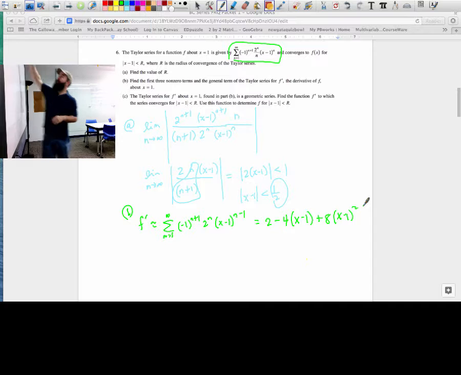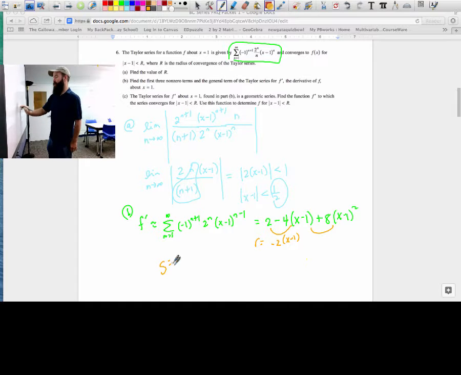So part C says, the Taylor series for f prime found in part B is a geometric series. Find the function f prime to which the series converges for the same interval of convergence. Now the good thing about this is whenever they ask you to find a function that represents a series, that means they're looking for what the sum actually is. And they told you that this was a geometric series, so you know how to find the sum of an infinite geometric series. So we have to find r, and it looks like every time we're multiplying by negative 2 times x minus 1. And if you remember, the sum of an infinite geometric series is the first term divided by 1 minus the r.